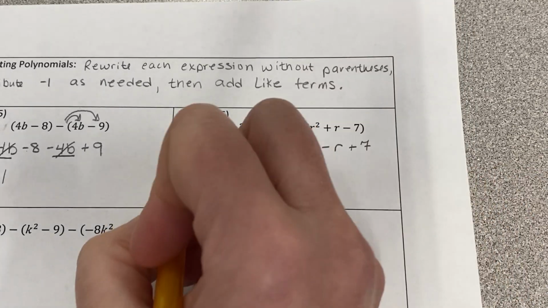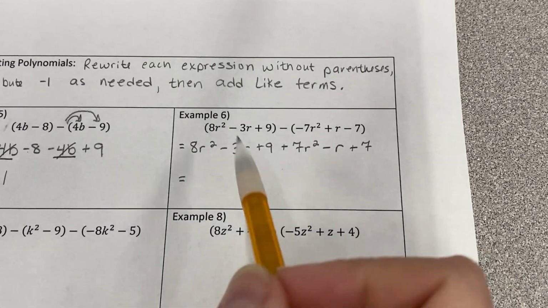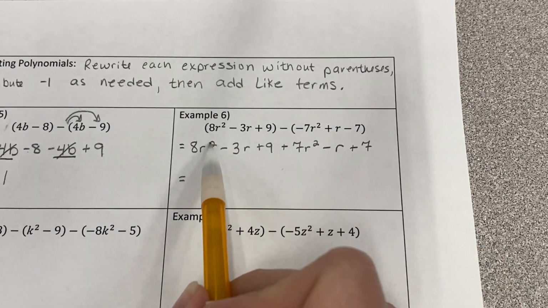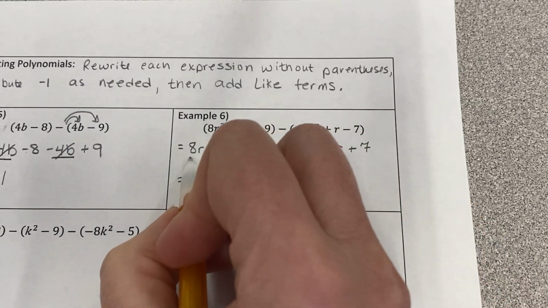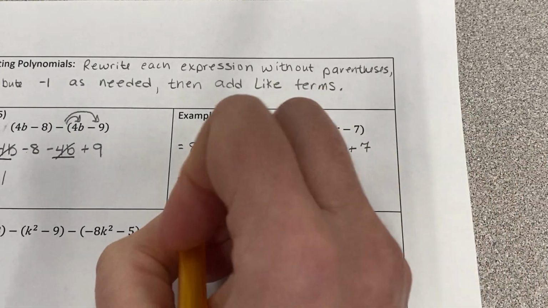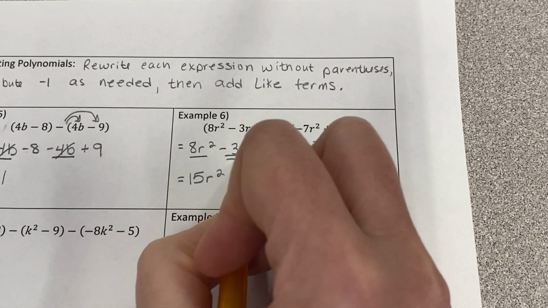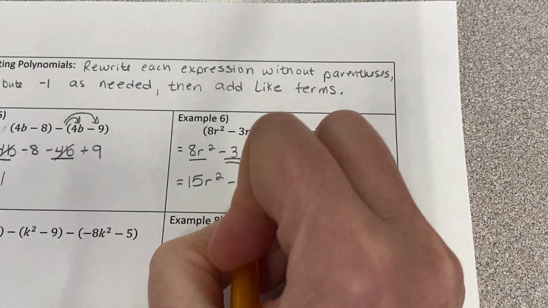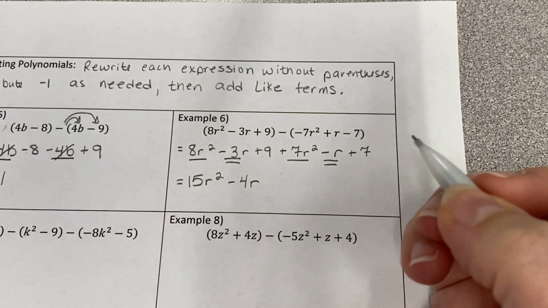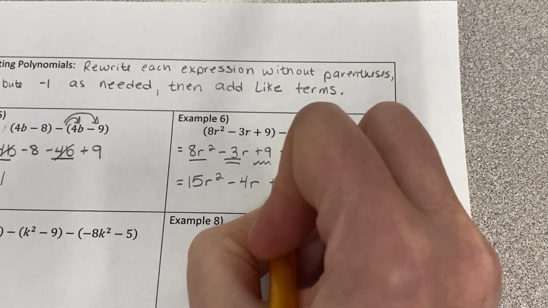All right, combining like terms. Now, when I combine like terms, I try to start with the highest exponent. So see, we have r squareds. That's usually where I'll start. That way it's in standard form. So 8r squared plus 7r squared, 15r squared. Negative 3r minus 1r is negative 4r. And then 9 plus 7 is positive 16.